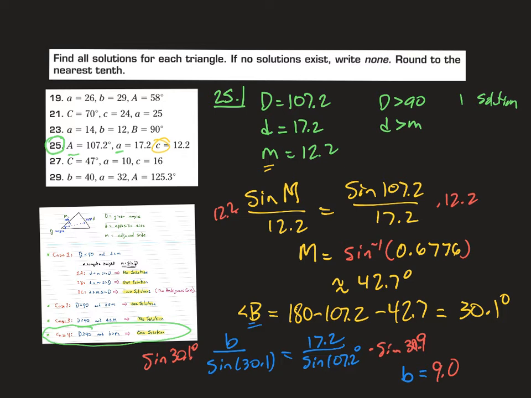Okay, so just to be clear, we know we have one solution because we did the test and we found that it was case 4, right? We solved for angle M first, and that was 47.2 degrees. We used subtraction to get the other missing angle, which is 30.1, and then we used the law of sines to get the missing side. So I have 3 angles. I have 107.2, 47.2, and 30.1. And I have 3 sides, 17.2, 12.2, and 9.0. Those are the measurements for this triangle.